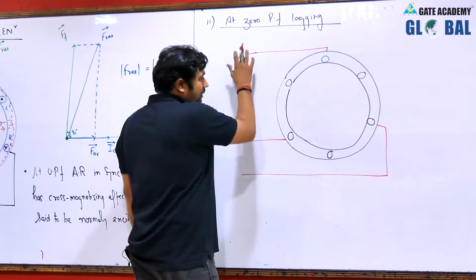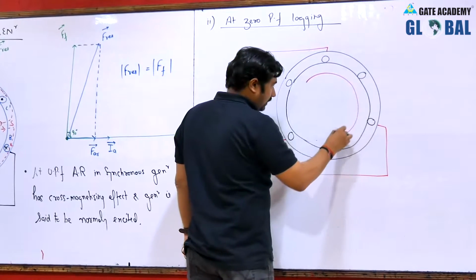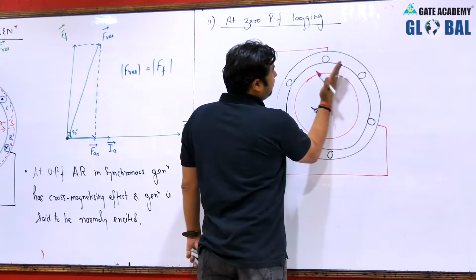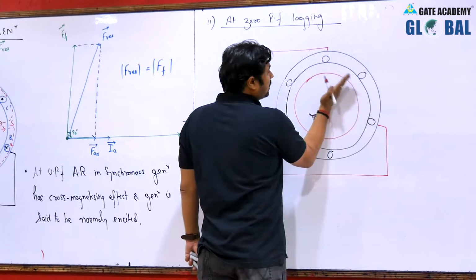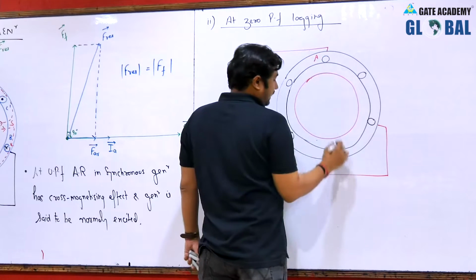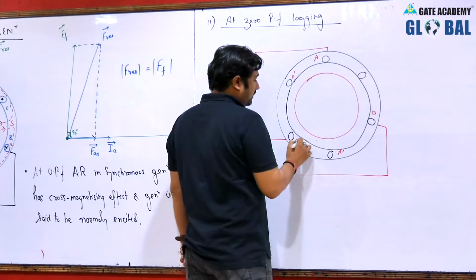Okay, so when a 0 power factor load is connected, the induced EMF will become maximum when the rotor north reaches this position. Okay, so in A dash, I am taking the A phase as the reference phase for armature reaction.